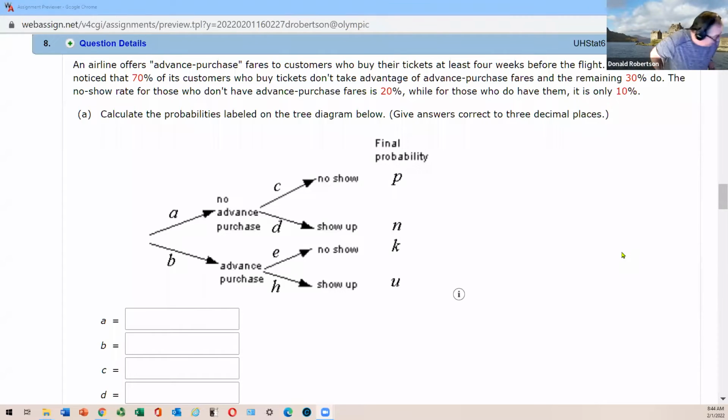Do you see it's basically, what the heck is happening? Do you see that this is a tree diagram? It's probably got more writing than I would typically do.